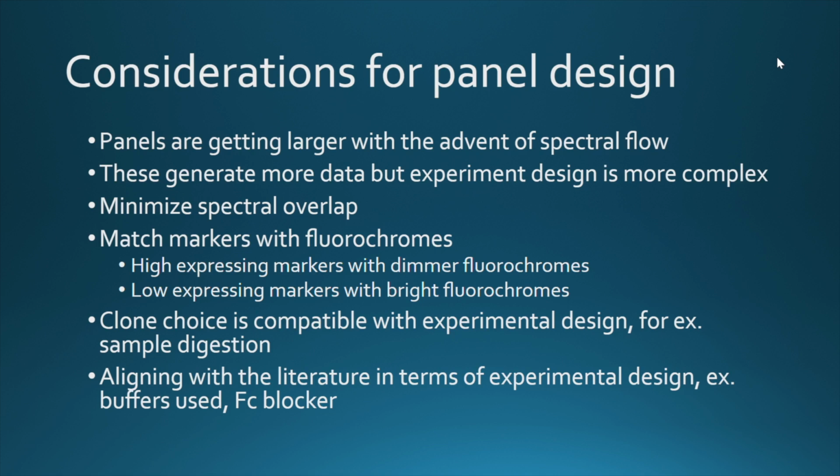How you match the markers with the fluorochromes is important. Typically, low expressed markers, meaning markers that are rare or scarce on your cells, need pretty bright fluorochromes, which I think makes sense, right? Because if you put dim fluorochromes on these low expressed markers, you may not detect them with great precision.